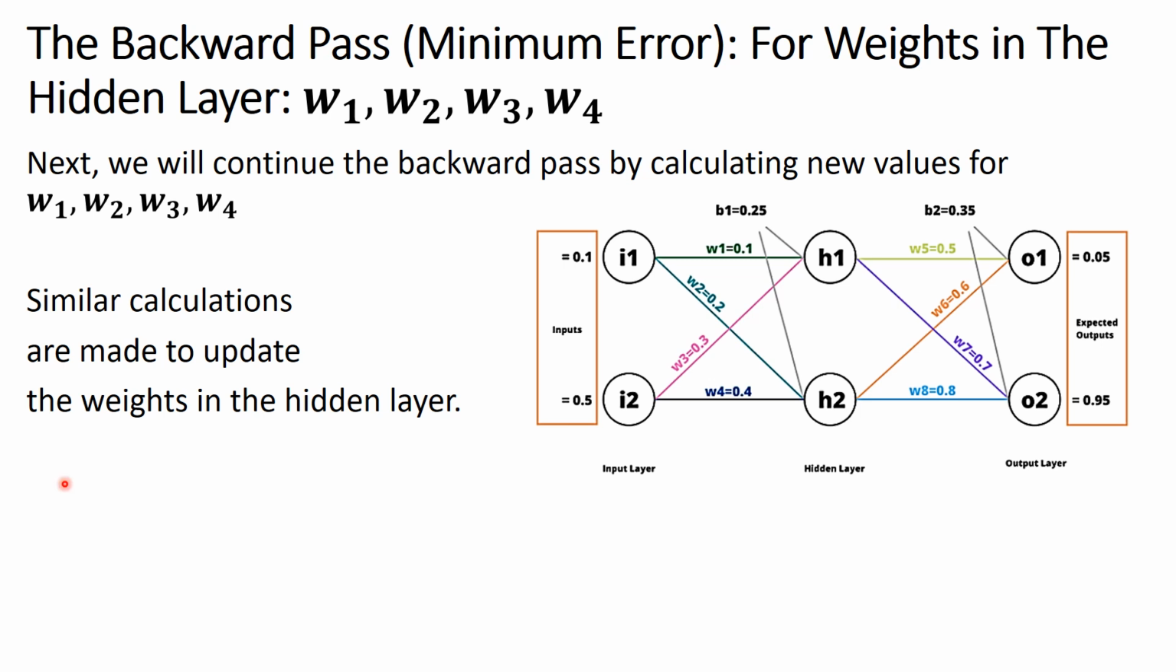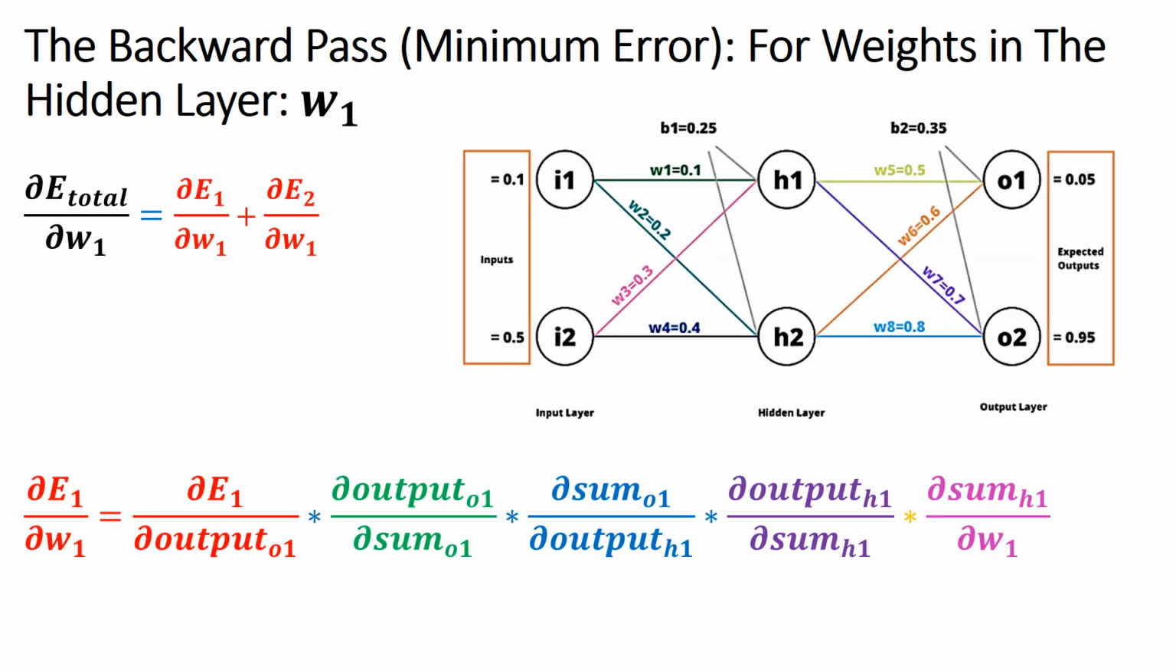Now we proceed to calculate the weights in the hidden layer, and then we update the weights. Similar calculations are made to update the weights in the hidden layer. These weights are W1, W2, W3, and W4. We start by W1, and we calculate the gradient of E total with respect to W1.